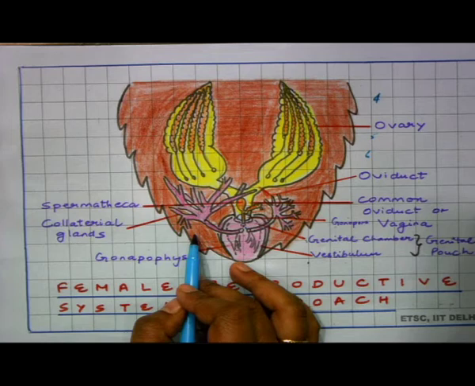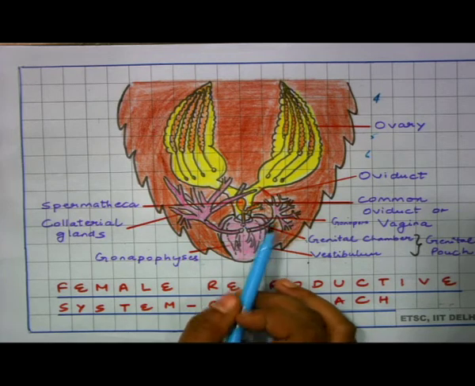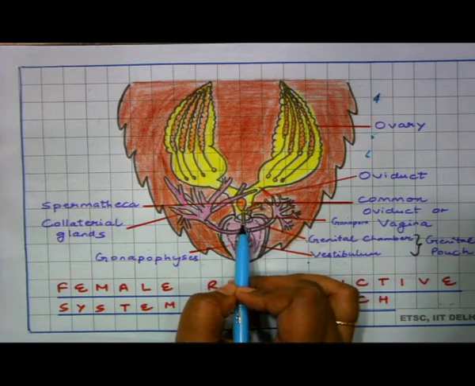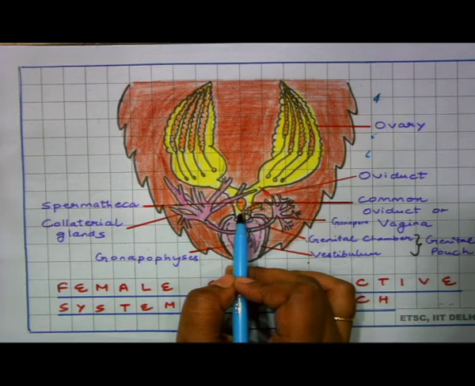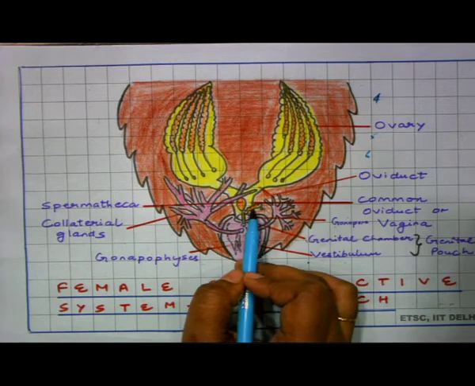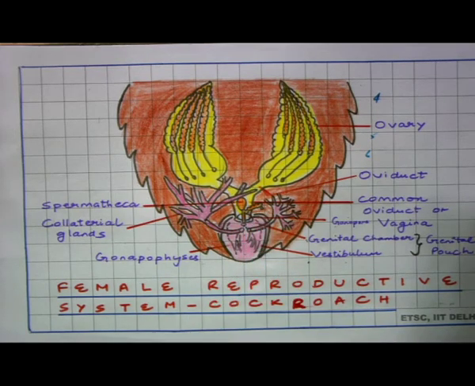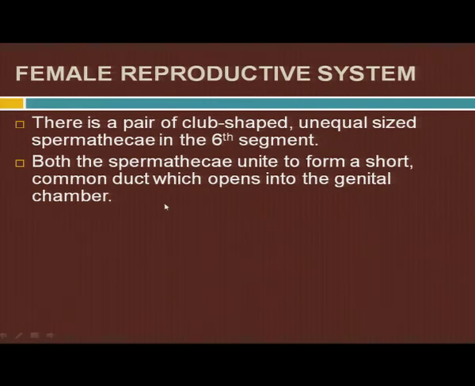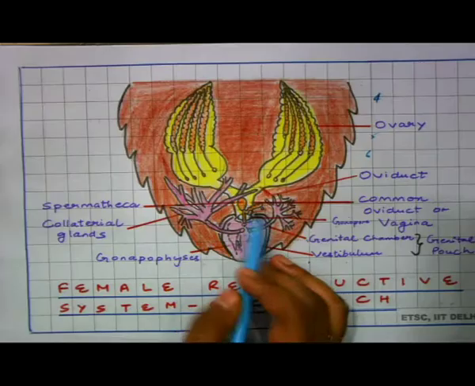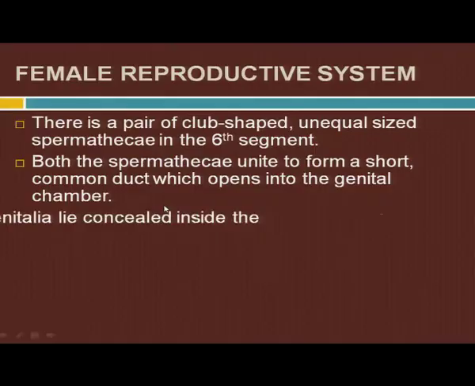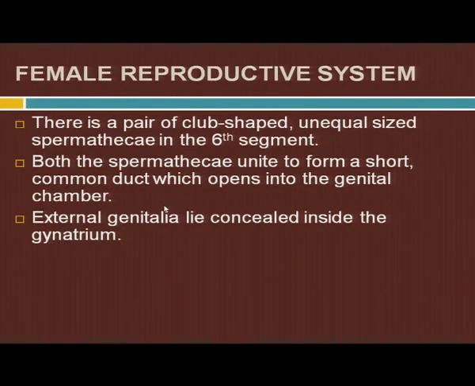First of all, we should know that there is a pair of club shaped, unequal sized spermathecae. Here you can see this orange colored structure which you can spot here is the spermatheca. It is a club shaped pair but unequal sized in the 6th segment. What is the function of a spermatheca? These spermathecae unite and form a short common duct and open into the genital chamber.